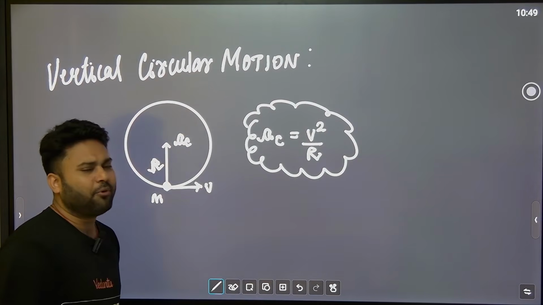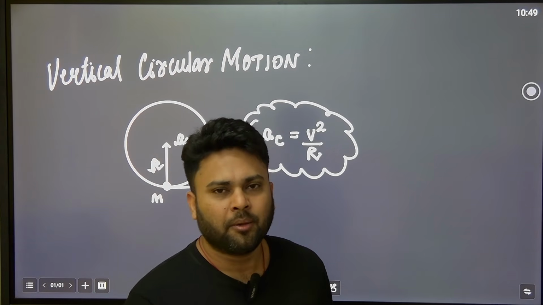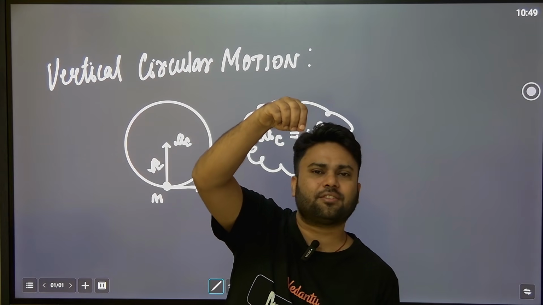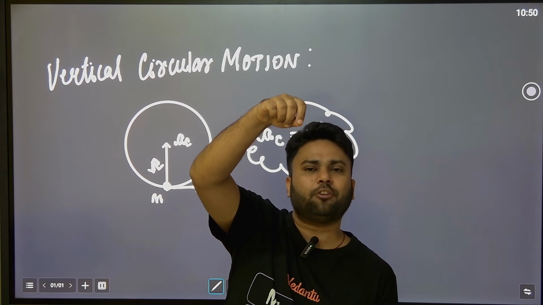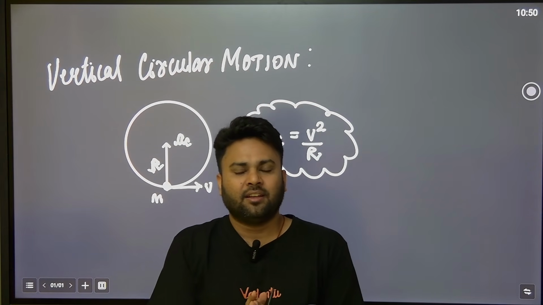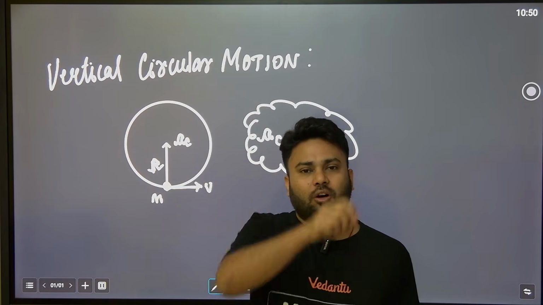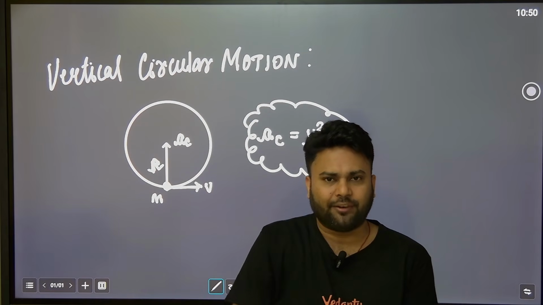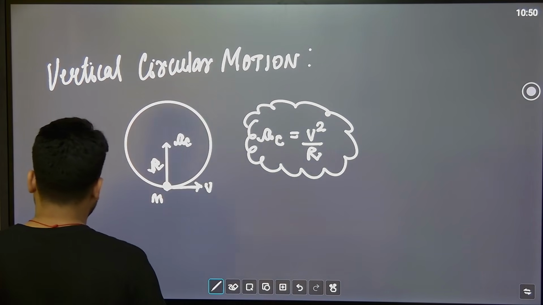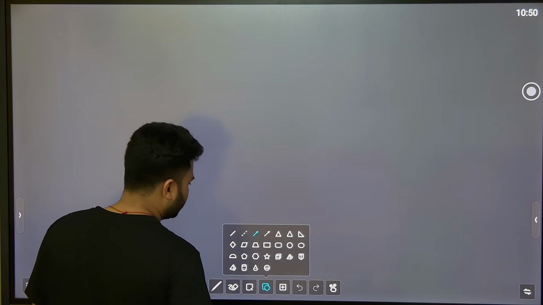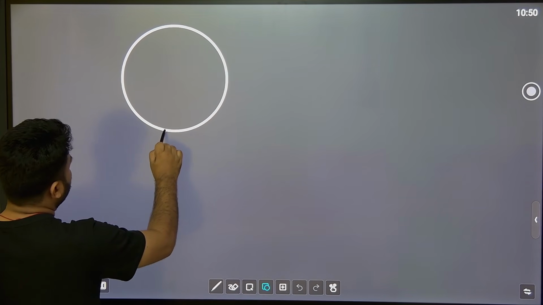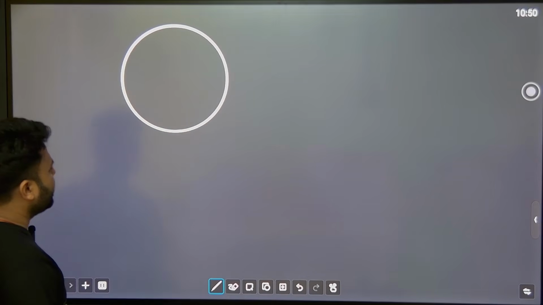So let's discuss vertical circular motion. Suppose there is a string with a ball attached at one end, and you are performing circular motion of this ball on the vertical plane, not on the horizontal plane, not on the table. So suppose we are performing vertical circular motion.